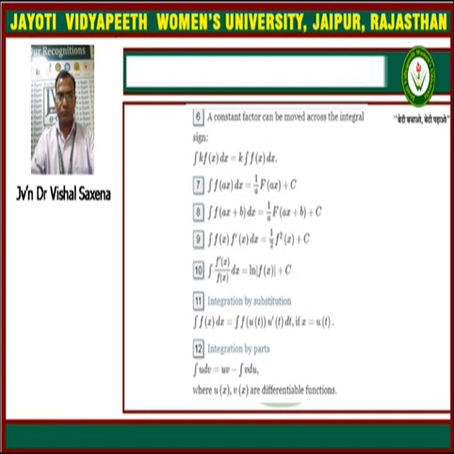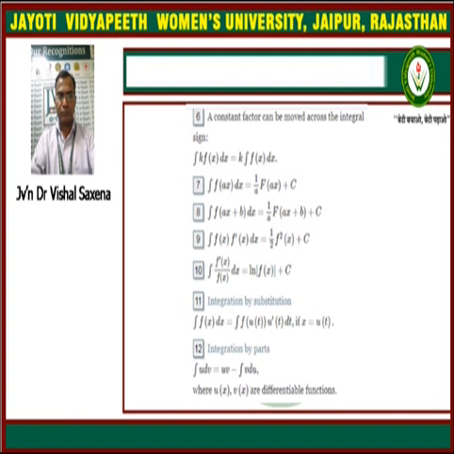And property number 11 is known as the substitution property, and here we can use substitution to find an integral. Property number 12 is known as integration by parts. So the integral of u dv is given by u into v minus the integral of v into du, where u(x) and v(x) are differentiable functions.